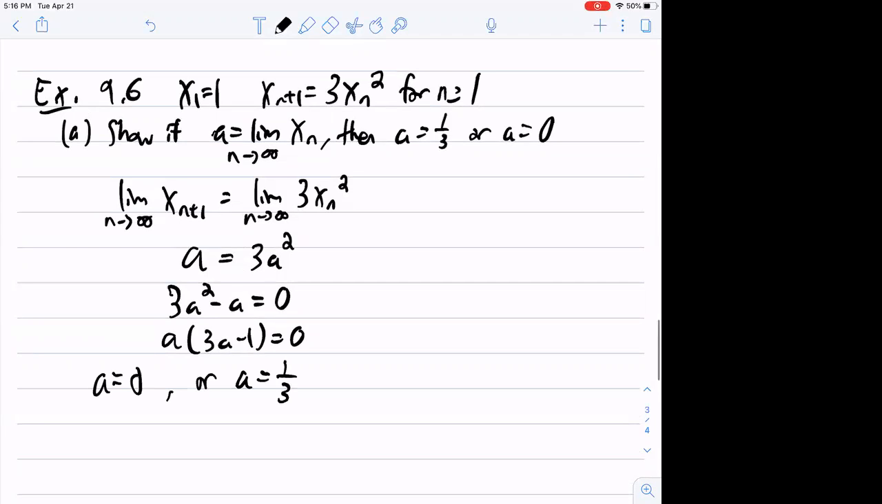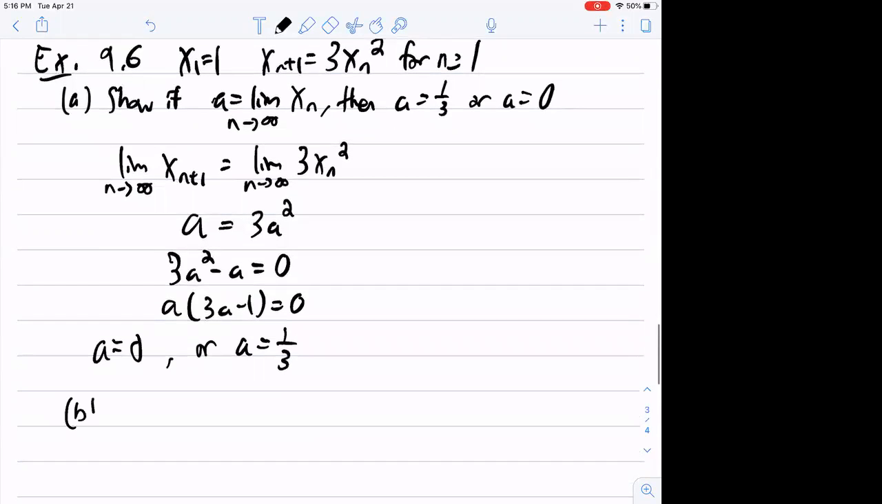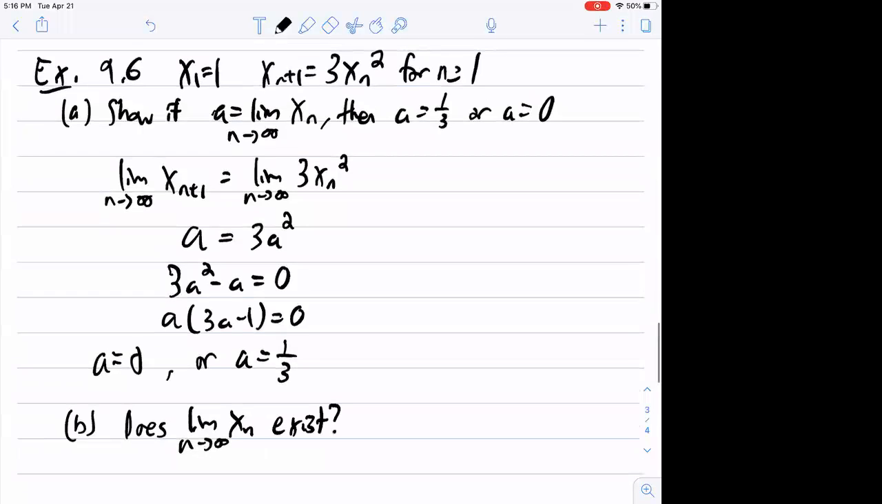Okay, so the next question is part b: does the limit as n goes to infinity of xn exist? So what do you all think?